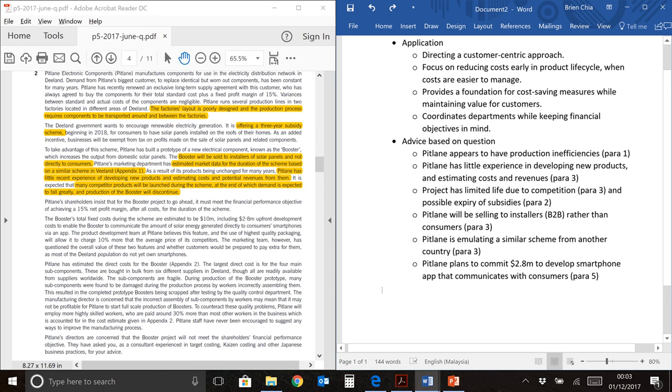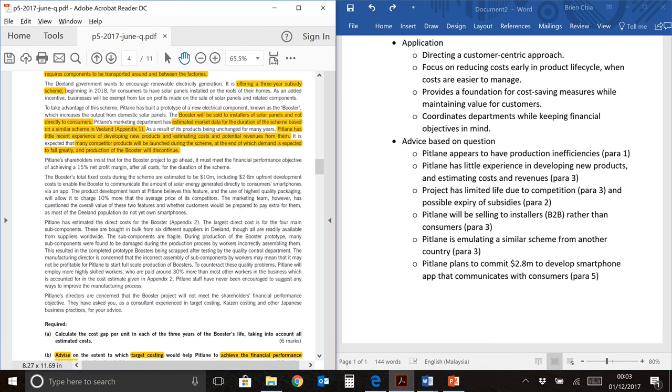Pit Lane plans to commit $2.8 million to develop a smartphone app which communicates to consumers. You will find this piece of data over here. $2.8 million upfront development cost to enable Booster to communicate to consumers' smartphones. Now remember that Pit Lane's direct customer or immediate customer is not the end user, but in fact is an installer of solar panels. So it's questionable whether this might add value to your customers and whether they'd be willing to pay for it.